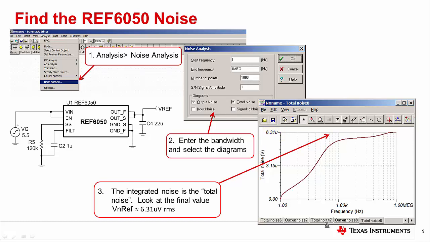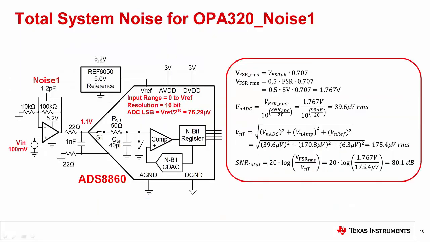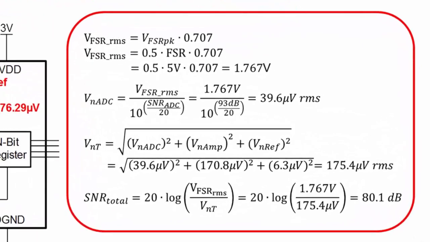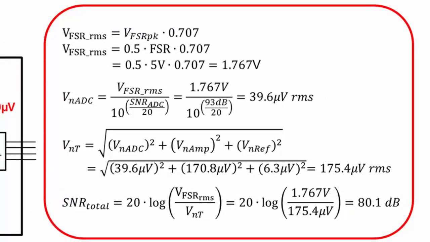Now let's use the amplifier and reference noise with the ADC noise to find the total system noise. This slide shows a hand calculation for total system noise. This calculation uses the amplifier and reference noise that we simulated earlier. We also need to get the ADC noise from the datasheet. Unfortunately, most datasheets do not directly specify the noise. Rather, they specify the signal-to-noise ratio. Using the signal-to-noise ratio and the full-scale RMS signal amplitude, we can solve for the noise.